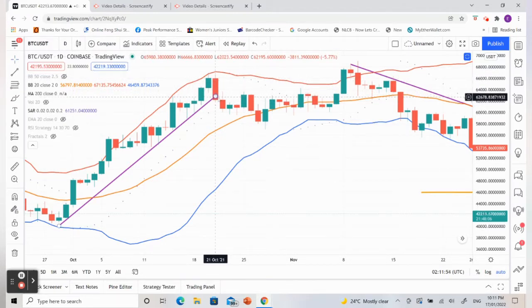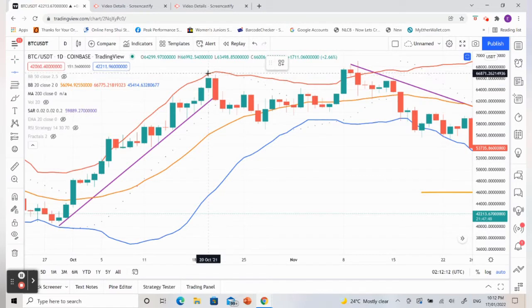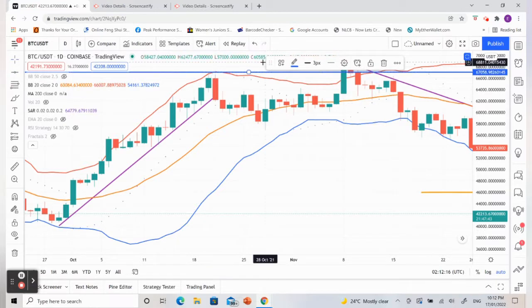How can you trade this particular situation, or a sideways market? What you do, you can go back to your toolbar, bring up your horizontal line, and put a line at the top there. You can color code it red so that when the candle comes up and touches that, that's your area of value. So that would be called your resistance line or price.